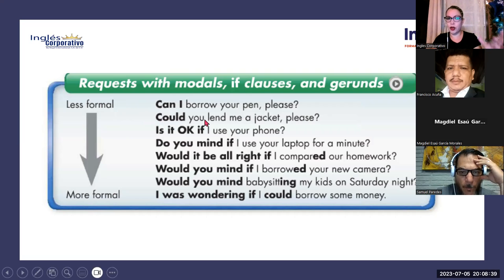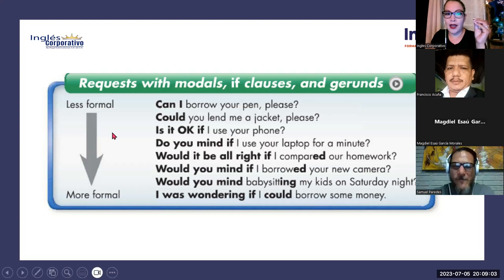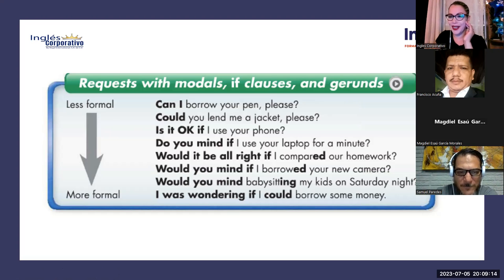Luego, vamos con could, luego, is it okay if. Este ejemplo lo puedo tomar y decir, "can I use your phone?" Y suena más formal si yo digo, "is it okay if I use your phone?" Suena más suave, más bonito, hasta ganas de prestarlo dan, ¿verdad? Más que con can. Entonces, si vamos a pedir dinero, con "I was wondering if I could borrow some money." Okay. Entonces, ahí tienen el dibujito.